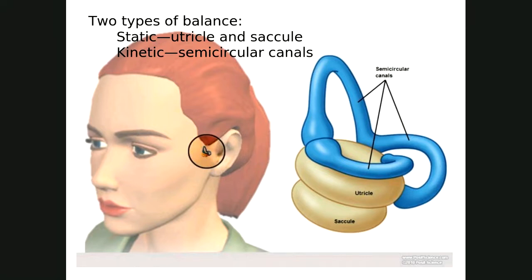That organ is found in these two chambers. There's one in the utricle and there's one in the saccule. So that's for static balance. But there's another kind of balance too, and that's called kinetic balance. Kinetic means moving or movement. So when we move, we need to know which direction we're moving, and we need to know how fast we're going.